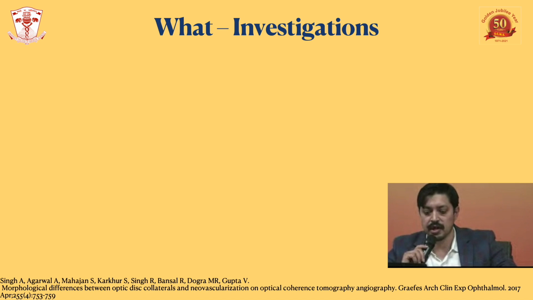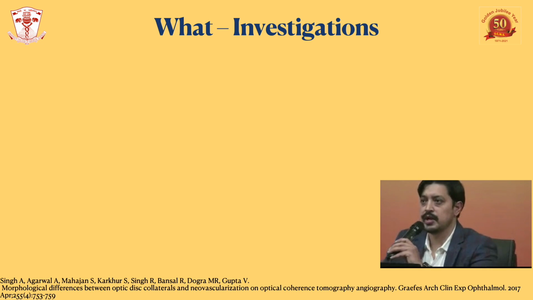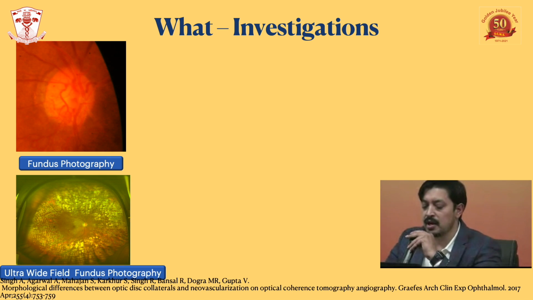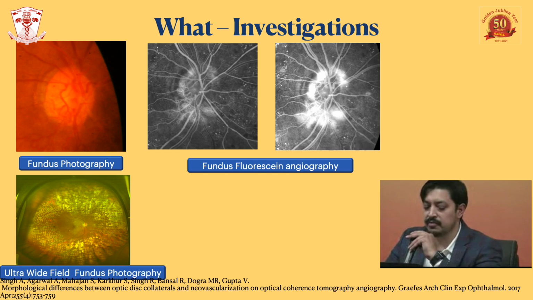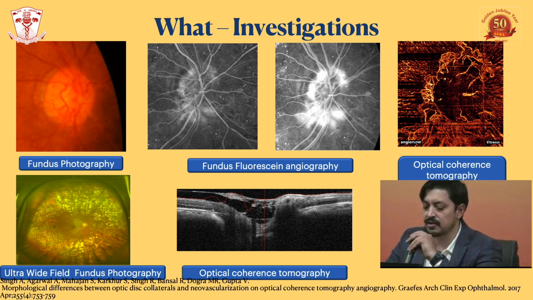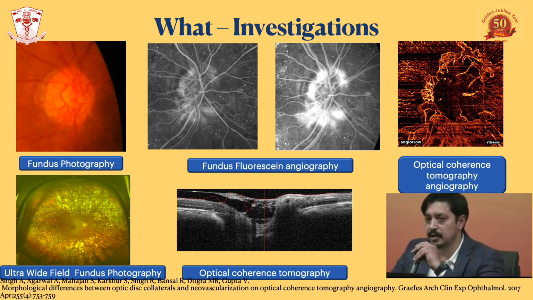So what investigations are needed to diagnose a patient with diabetic retinopathy? Number one would be fundus photography. Another would be ultra-wide field fundus photography, an invasive test known as fundus fluorescein angiography, and a non-invasive test known as optical coherence tomography to assess the structural architecture of the retina. And then a newer, but now a bit old, imaging modality, optical coherence tomography angiography.